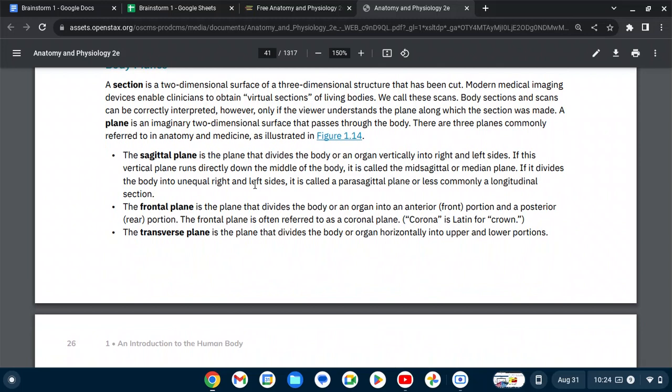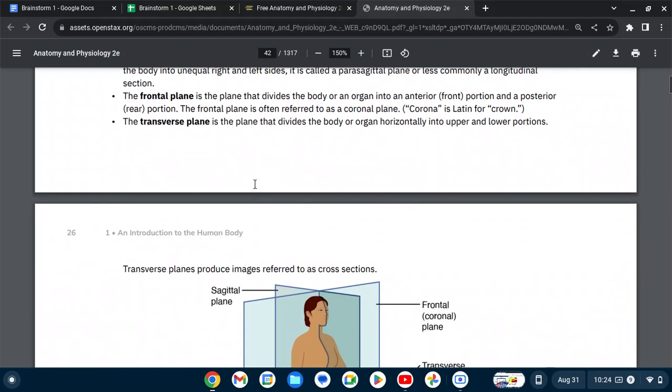The sagittal plane is the plane that divides the body or an organ vertically into right and left sides. If this vertical plane runs directly down the middle of the body, it is called the mid-sagittal or median plane. If it divides the body into unequal right and left sides, it is called the parasagittal plane, or less commonly, a longitudinal section. The frontal plane is the plane that divides the body or an organ into an anterior portion and a posterior portion. The frontal plane is often referred to as a coronal plane. The transverse plane is the plane that divides the body or organ horizontally into upper and lower portions. Transverse planes produce images referred to as cross sections.